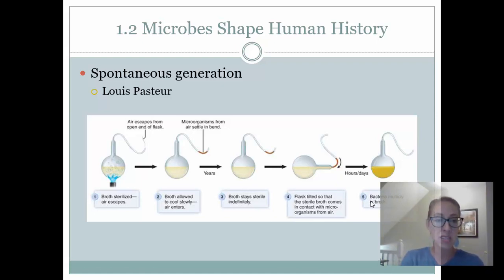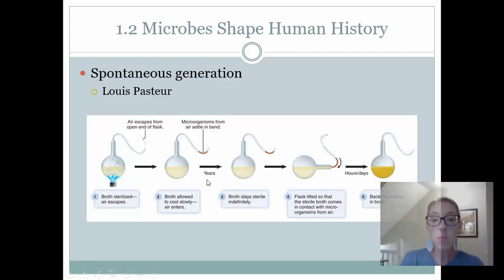Let's explore these steps. So we have our broth, and we're going to boil it again. We're going to sterilize it. We're going to kill all of the living bacteria that's in here. So this swan neck flask then is going to remain open. When we have those dust particles and those microbes that are contaminating the air coming in, they now get trapped in the bend and they settle at the bottom of the bend. They don't continue up the other side.